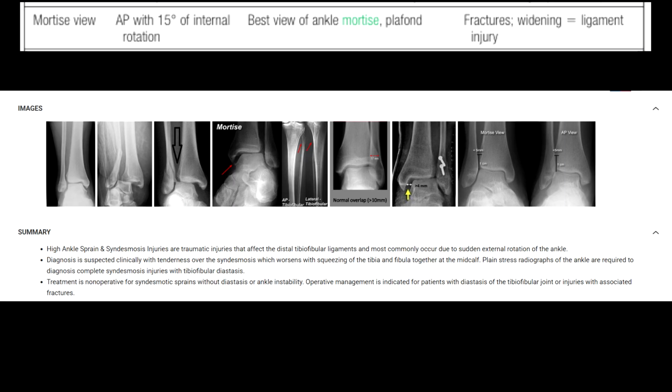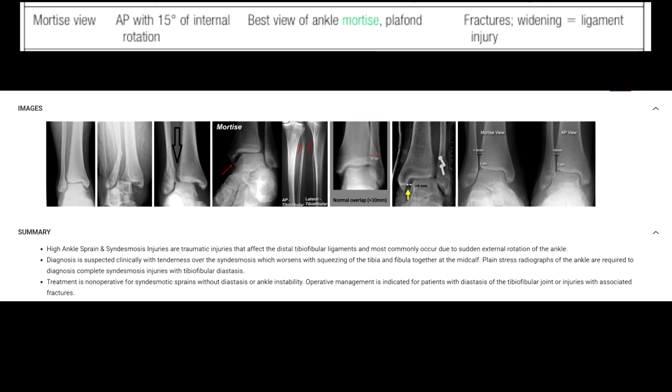Clinically, widening of the mortise is a red flag for ligamentous injury, especially syndesmotic injury between the tibia and fibula. Orthopedic surgeons rely heavily on this view for surgical planning, particularly when fixing ankle fractures.